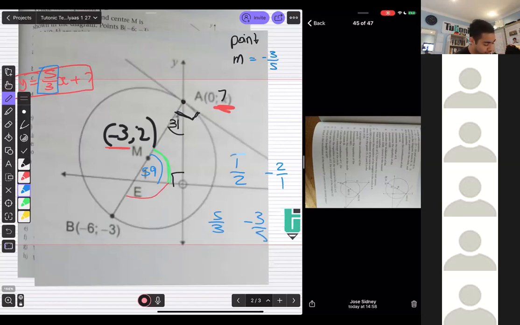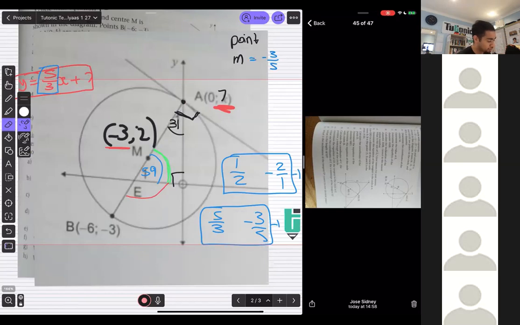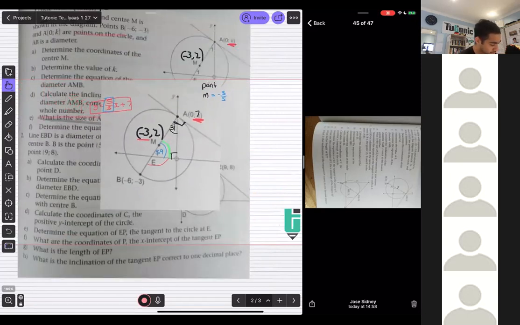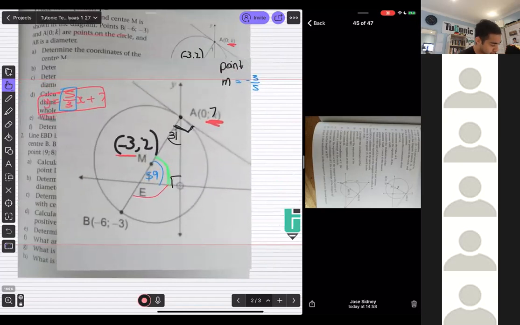Because when you multiply these together, what do you get? -1. But a quick way is just to swap them and times by -1. That's a quick way. Okay? And you guys can work out the equation because you have the point. It's y is equal to -3/5x plus 7.